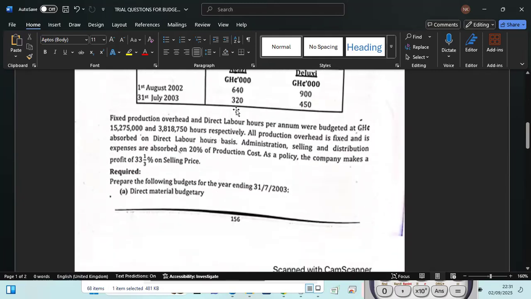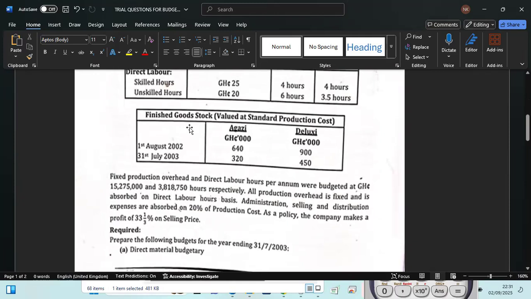Now, if opening and closing stock were not in existence, then production will be equal to sales. But since there is an opening stock here in this question, and there is a closing stock here in this question, then we are supposed to do some adjustments. All right, so let's jump on to what I actually did.